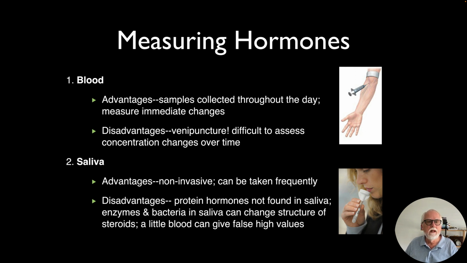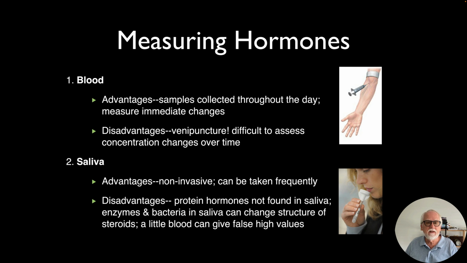Saliva is another commonly used method to look at hormones, and the advantage is that it's not invasive. It doesn't involve sticking a needle in someone's skin. It can be taken frequently. We've actually done this in my lab group. We've used saliva to measure hormones, and you just basically ask a person to drool a little bit, spit into a little test tube, and then you can seal up the tube, put it in a freezer, and eventually get it sent off to a lab to be assayed.